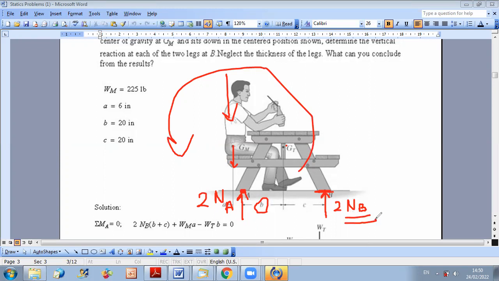And to be on the safe side, this normal reaction should be positive, larger than or equal to 0. So in the most critical condition it is equal to 0. Meaning if I increase the weight of the man any more, I will have overturning of the table. Okay. Now, if I want to find the expression of NB, the best equation to write, what do you think? What is the best equation to write to get the value of NB?